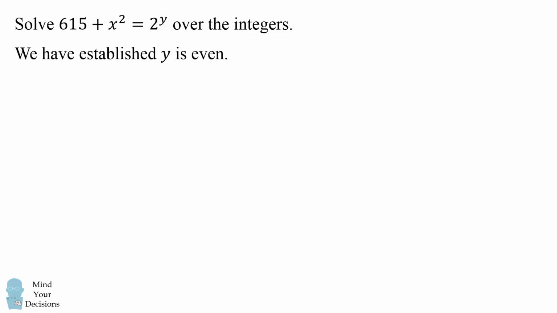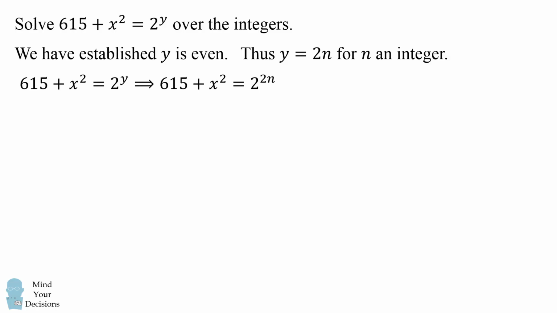Why does this help us? Well, if y is even, that means y is equal to 2 times n for n an integer. We can then substitute 2n for y. So we have 615 plus x squared is equal to 2 to the power of 2n. We then subtract x squared from both sides. And now we use a clever trick.